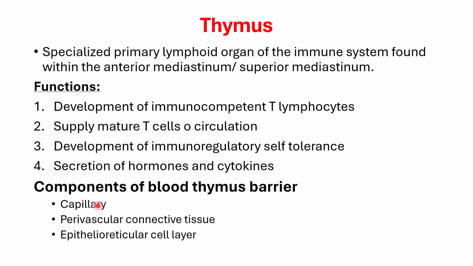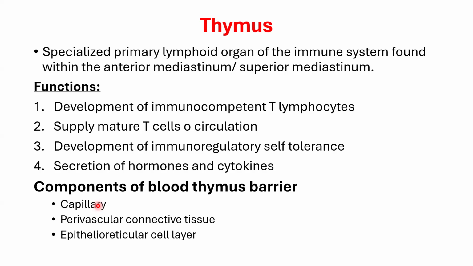So for these capillaries, some of them will be continuous, some of them will be fenestrated, and some of them will be sinusoidal. Remember, the function of the thymus at this point is to allow flow of blood in it. And that's the reason why most of the capillaries in thymus will be sinusoidal because this is the reticular endothelial system. So most of the capillaries in the thymus will be sinusoidal types of capillaries.